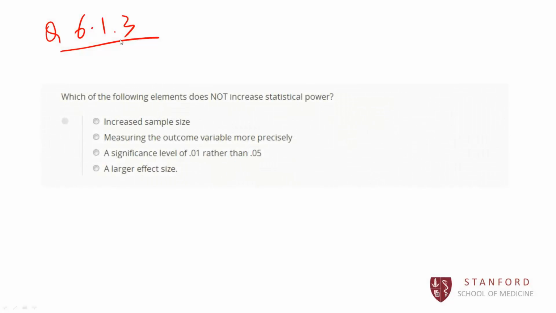Out of the options that we have for this question, the only element that does not increase statistical power is increasing the significance level from 0.05 to 0.01. It is harder to achieve a significance level of 0.01, thus the statistical power will actually go down if we reduce the statistical significance from 0.05 to 0.01.